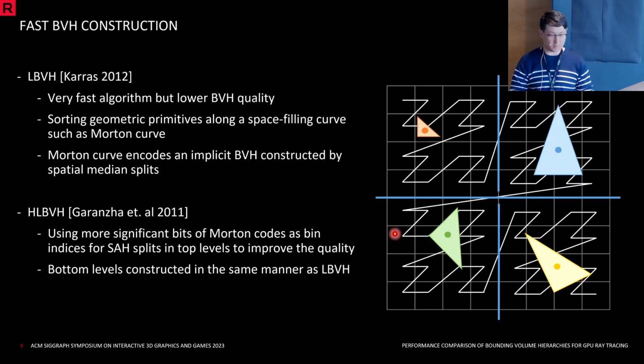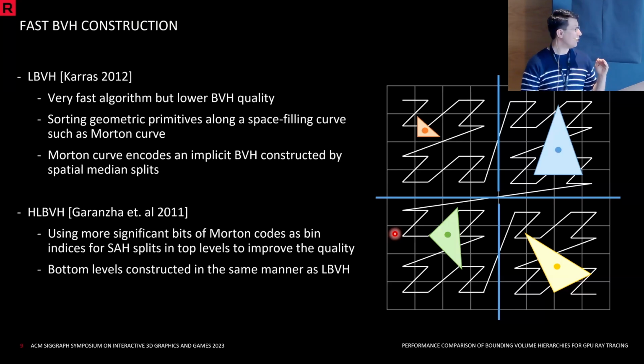So that was the motivation for the next work, HLBVH, hierarchical linear BVH, proposed by Garanzha and colleagues. They use the most significant bits, the prefix, for the top levels and the rest for the bottom levels. The bottom levels are constructed in the same way as LBVH does. And the top level is constructed by binning, so it's a top-down approach. The binning is done with clusters: the prefix defines clusters, so the triangles with the same prefix belong to the same cluster. That's another acceleration trick.